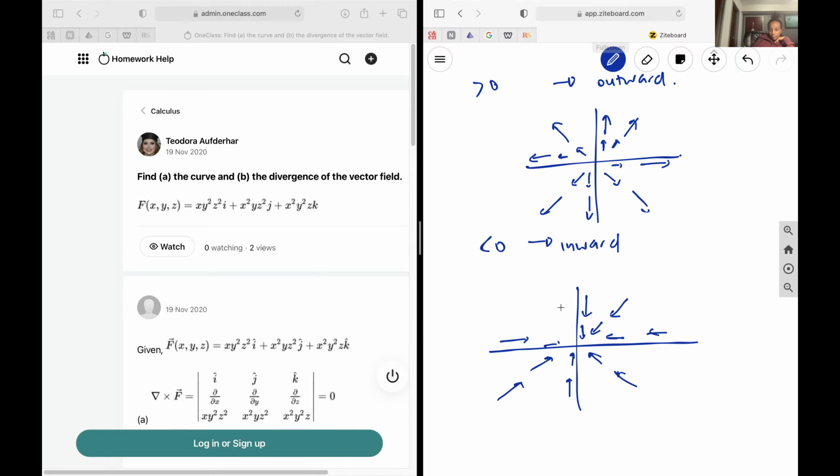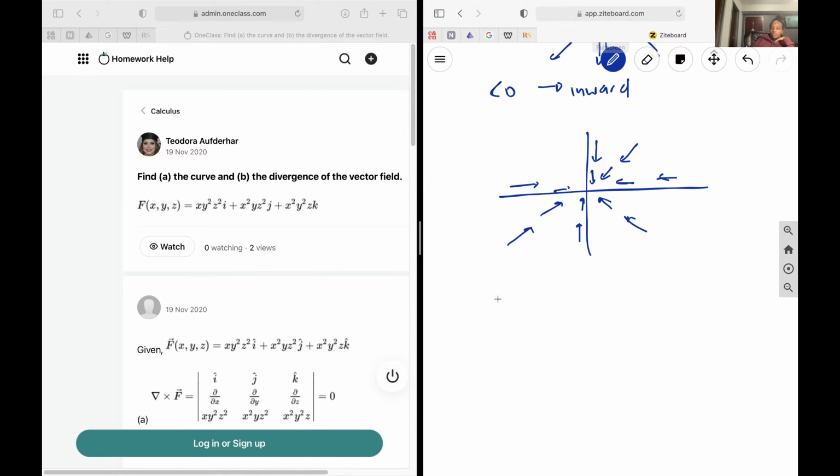Okay, now lastly I have the third case, which is when the divergence is equal to 0. And that means that I don't necessarily have a flow inward or outward. And it typically indicates that I may have rotational behavior. And so the water wouldn't necessarily flow inward or outward. It would be flowing, indeed, in some direction, but it is not inward or outward.